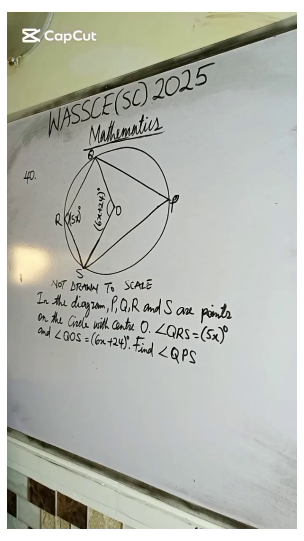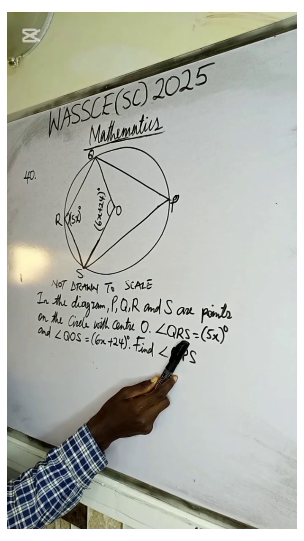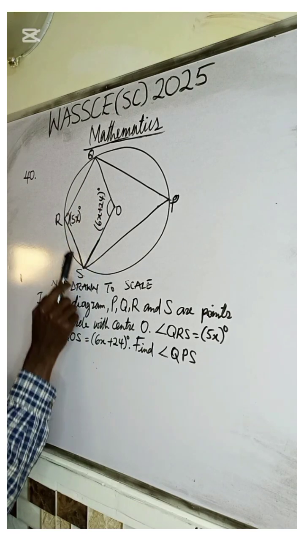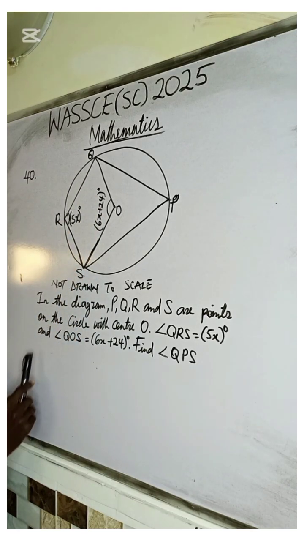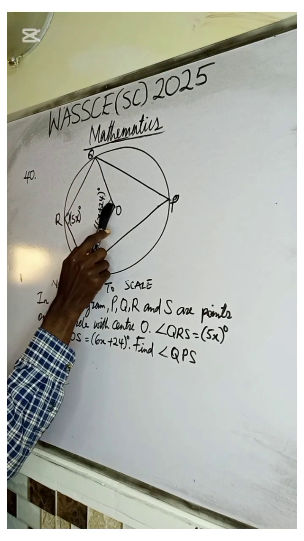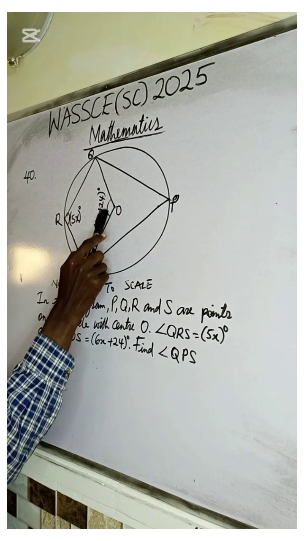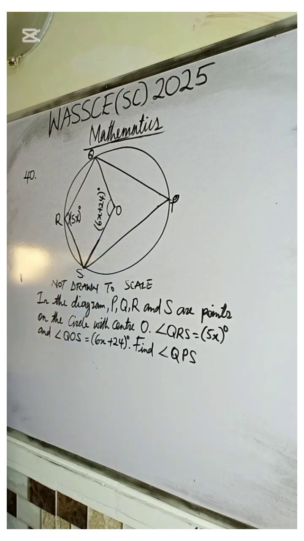Question number 40. In the diagram, P, Q, R, and S are points on the circle with center O. Angle QRS, the angle at R, is 5x degrees. And angle QOS, the angle at O, is 6x plus 24 degrees.